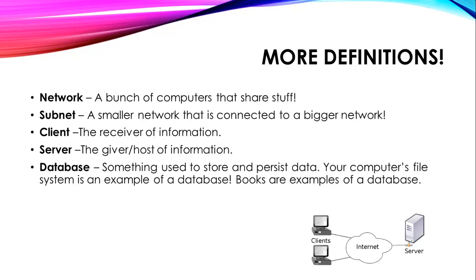So what is a network? A network is a bunch of computers that share stuff. Just think of it that way. A subnet is a smaller network that is connected to a bigger network. A client is the receiver of information between two computers that are connected and communicating, and a server is the giver or host of that information or resources. And a database is something that's used to store and persist information.